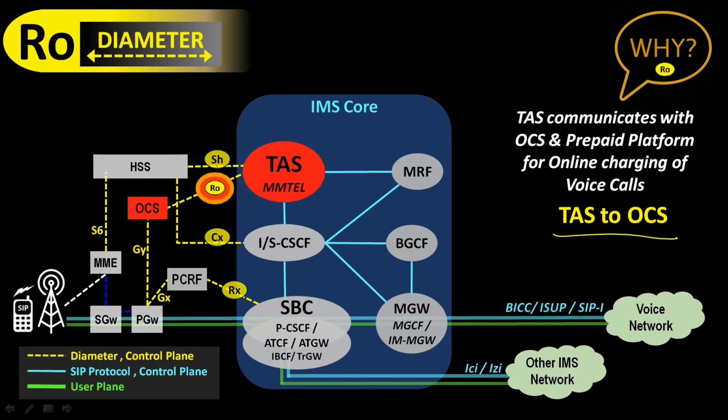For any voice call, the charging function needs to perform credit control before allowing a call to mature. With the help of the Ro interface, the TAS communicates with the OCS platform, which performs online charging. The Ro interface also works on the Diameter protocol.